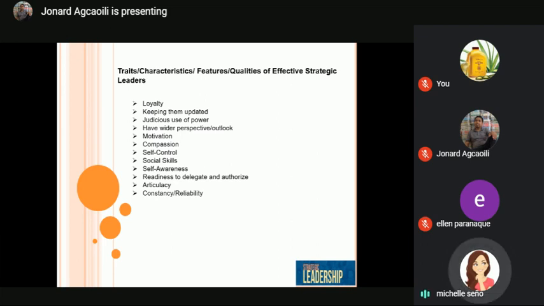Constancy and reliability. Strategic leaders constantly convey their vision until it becomes a component of organizational culture.